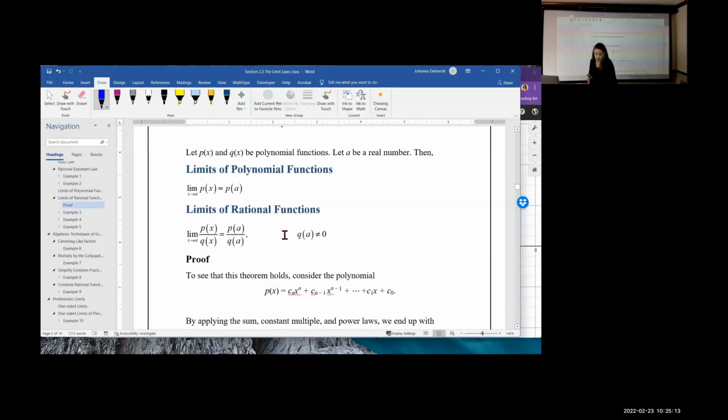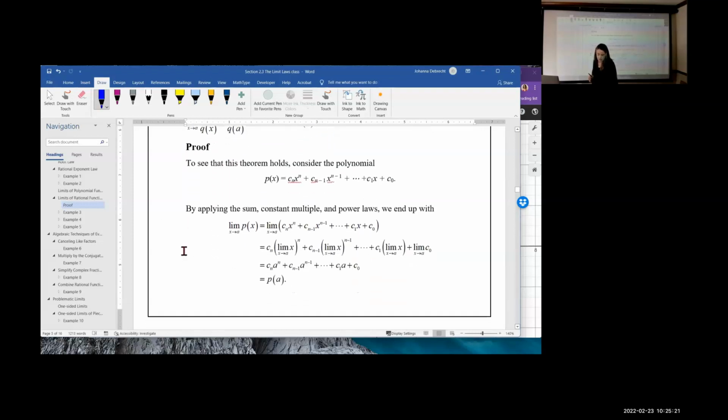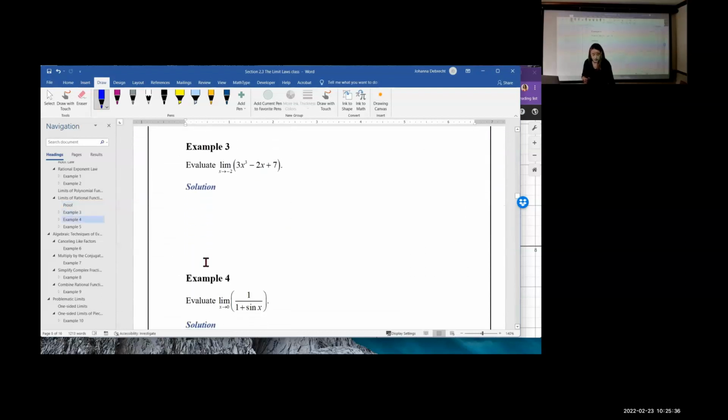All right. Now, we're not going to go through the proof because I've only got about 15 minutes left. So I don't want to take the time to go through the proof, but the proof is right here. And it's pretty straightforward. It just uses the limit by applying the sum and constant multiple and power laws. And you get that the limit of p of x is p of a. All right. So let's practice this a little bit.